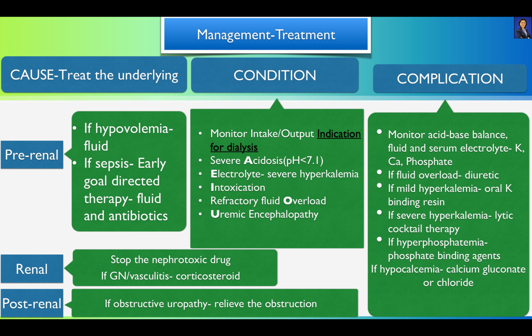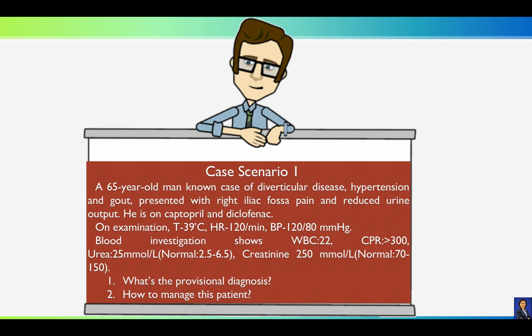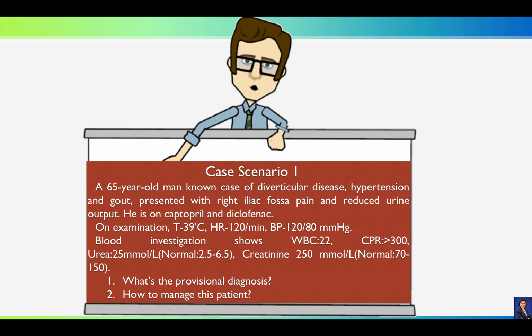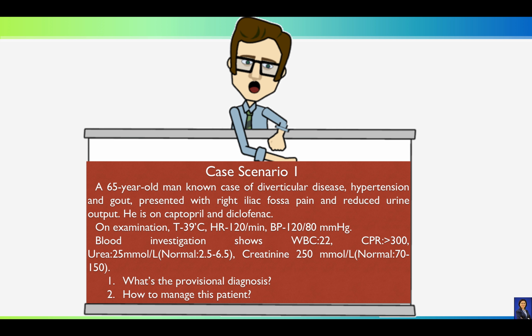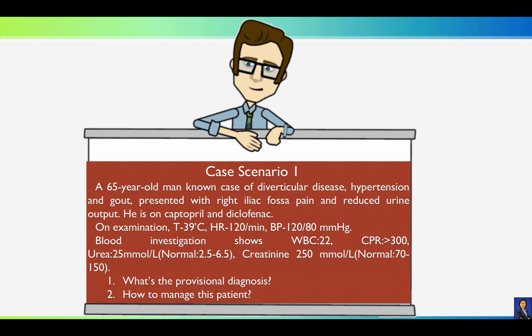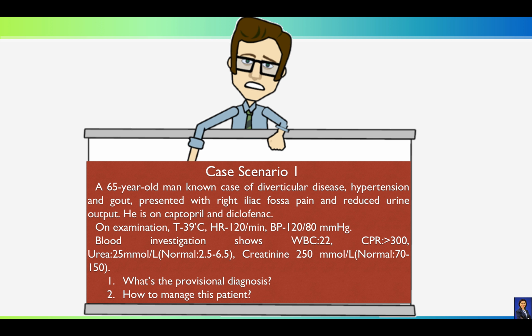And monitor all the electrolytes as well. Let's look at case scenario 1. A 65-year-old patient who is a known case of diverticular disease, hypertension, and gout. Those may or may not be risk factors related to this case. Presented with right iliac fossa pain and reduced urine output.